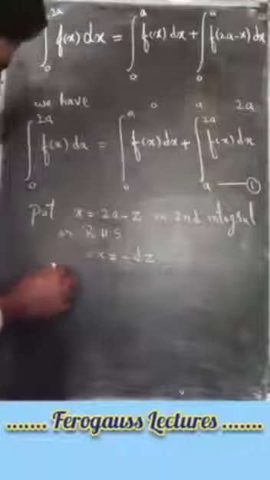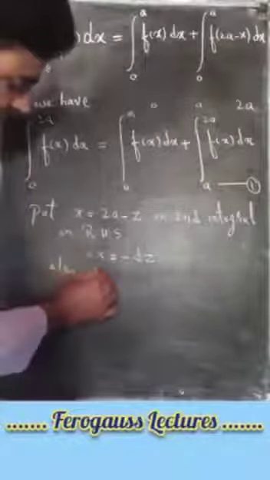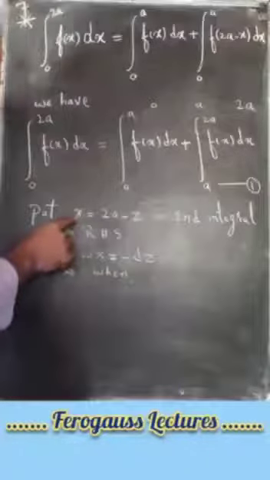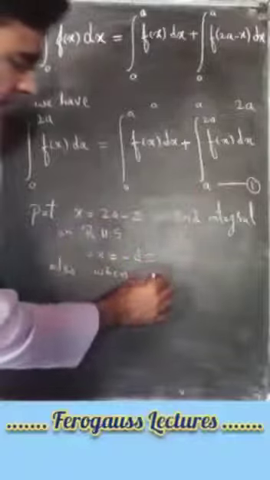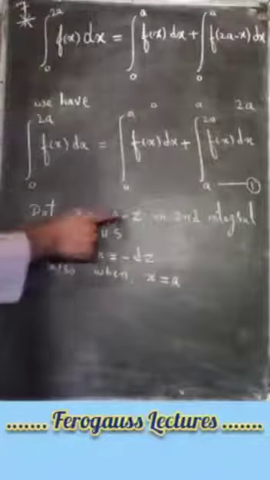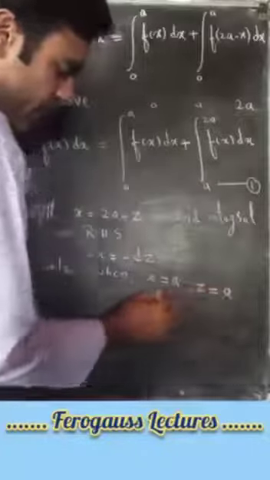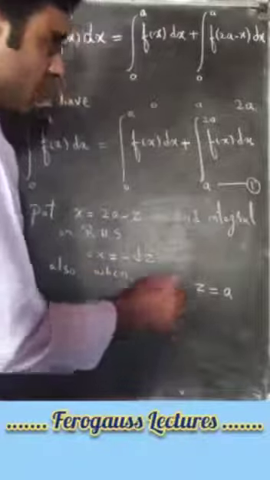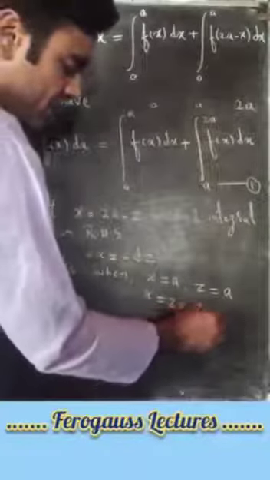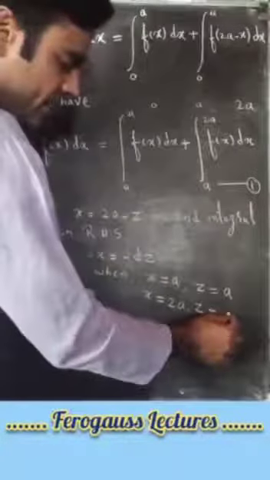Also, when x is equal to a, we get z equal to a. And when x is equal to 2a, we get z equal to 2a minus 2a, that is 0. We get z equal to 0.